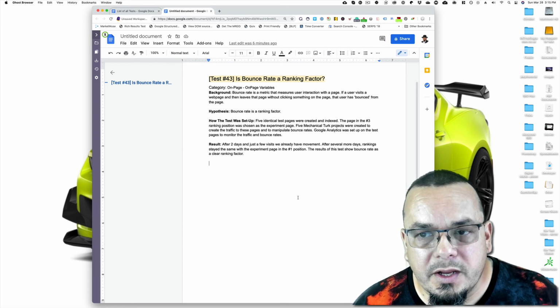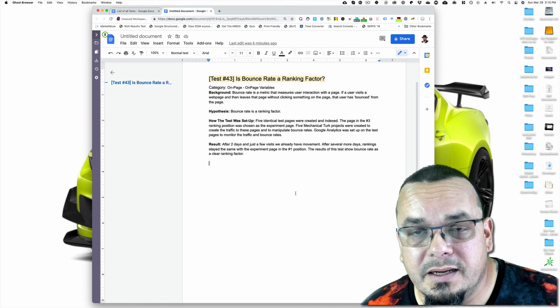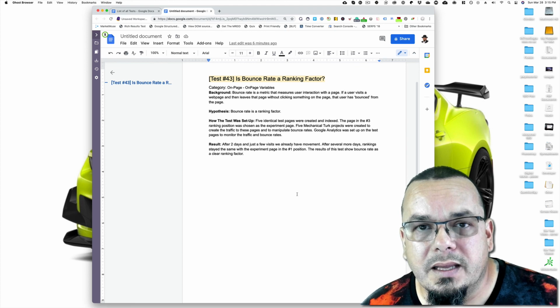All right, so that's test 43. Is bounce rate a ranking factor? Test says yes. Experience says no. It's definitely something we've got to look at again.